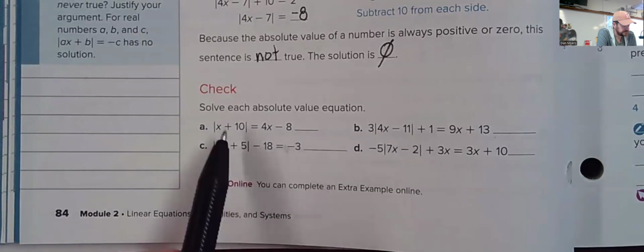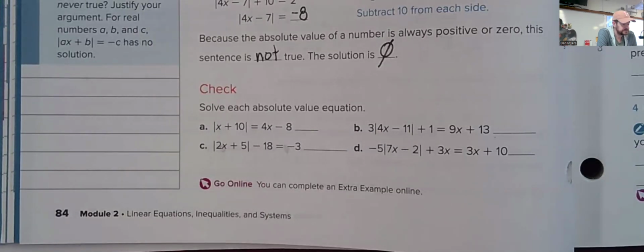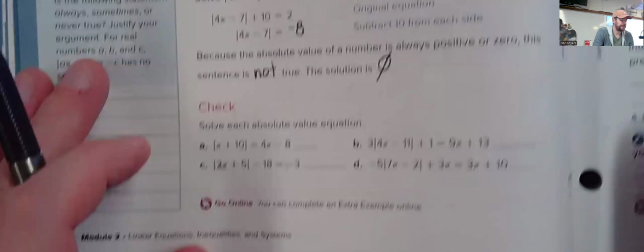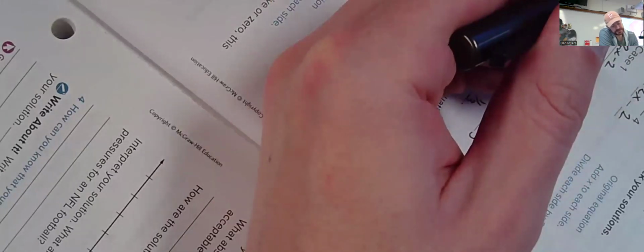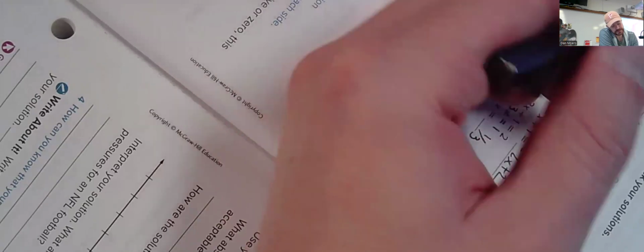So I had a question about, what is this one? You can just do it for 2 cases. You mean like down here? Yeah, because there's a negative here and there's no negative.